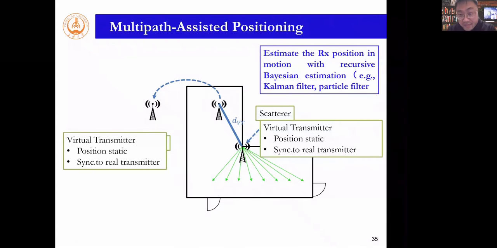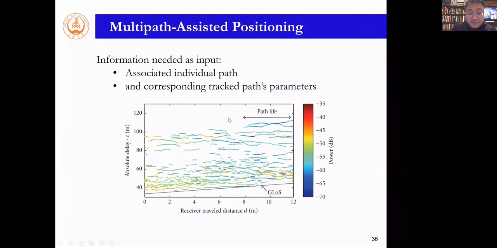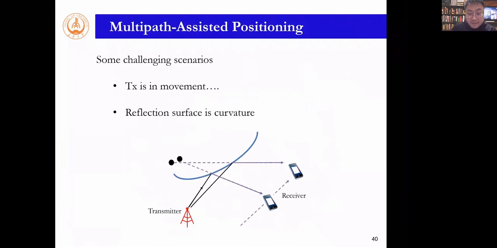So we estimate the Rx positioning in motion with recursive Bayesian estimation, like using a Kalman filter or particle filter. But first, we need to extract the paths. This is the first step, because we need to know the path parameters in the beginning. So this is what we can benefit from the path tracking. We can use the tracked path parameters as an input for this multipath assisted positioning.